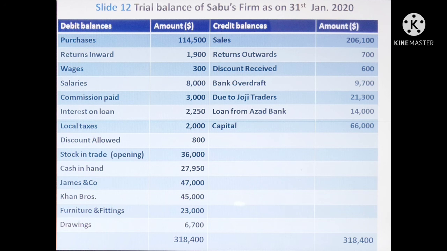On the credit side, along the credit balances, there are incomes and gains like sales, discount received, etc. Then purchases returns, that is returns outward, come on credit side. Liabilities, bank overdraft due to Joji traders, loan from Asad Bank come on credit side. And finally, there is capital, $66,000. The trial balance is tallying. It is proof of arithmetic accuracy of ledger preparation, the ledger book.